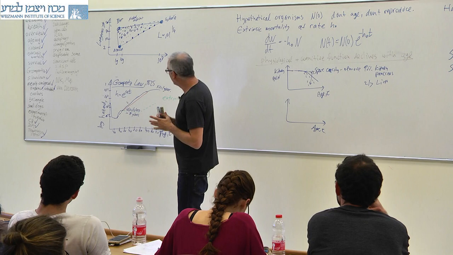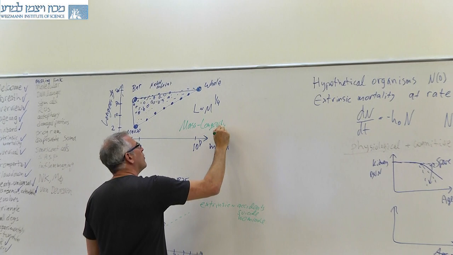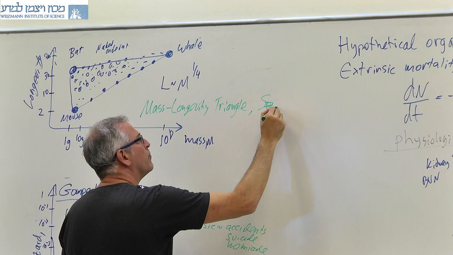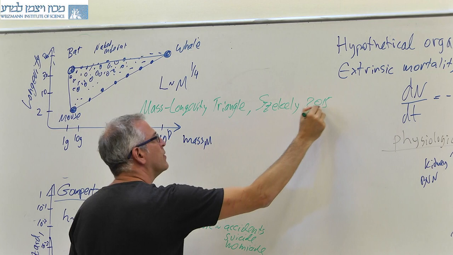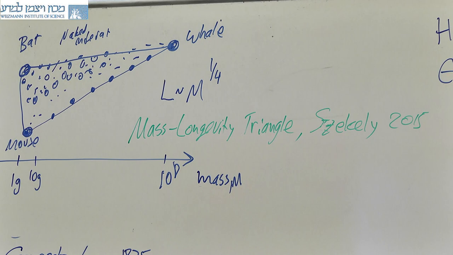This is called the mass longevity triangle. And it was discovered by Pablo Secchi when he was a PhD student with me, 2015. And the reason is as follows. This is an evolutionary reason. And the evolutionary thinking about aging since the 50s, more or less, converged on the following theory for aging. The theory is this.